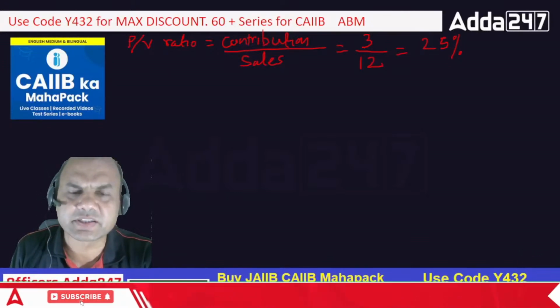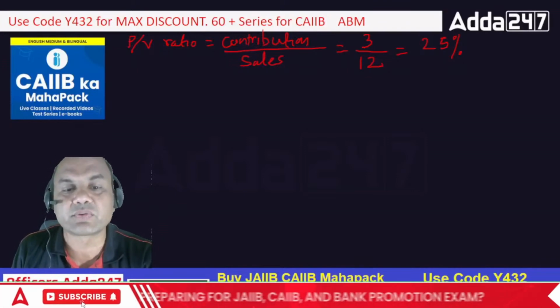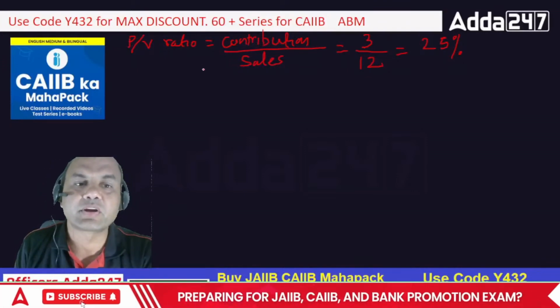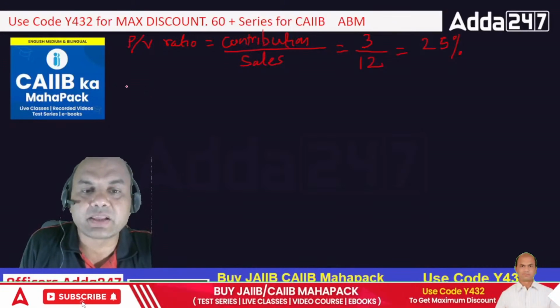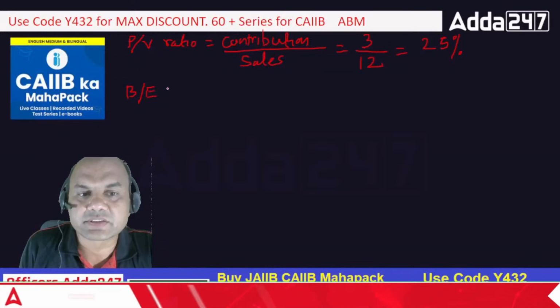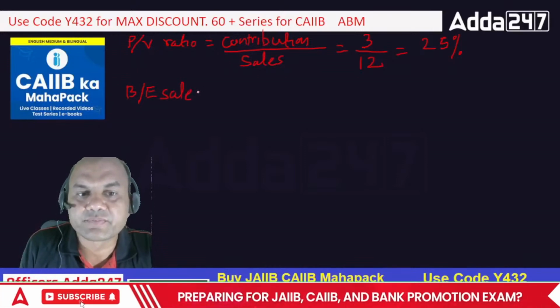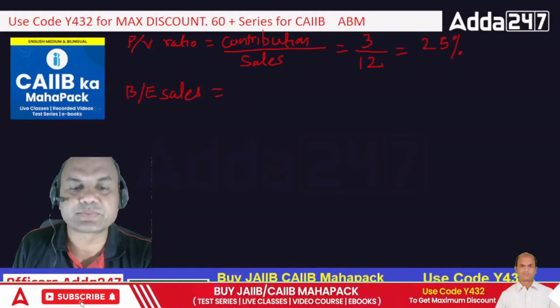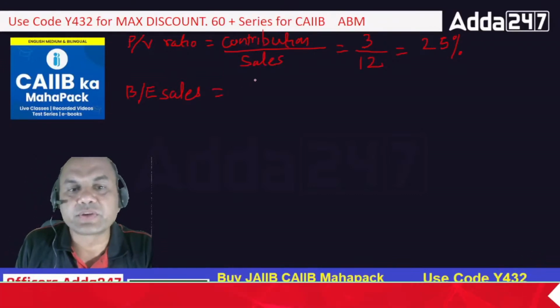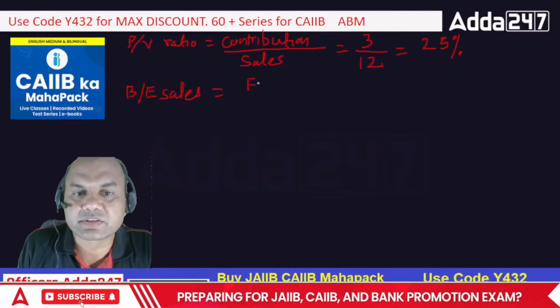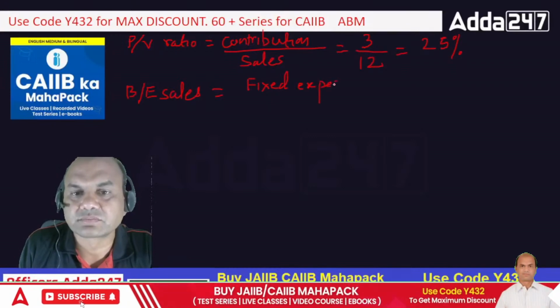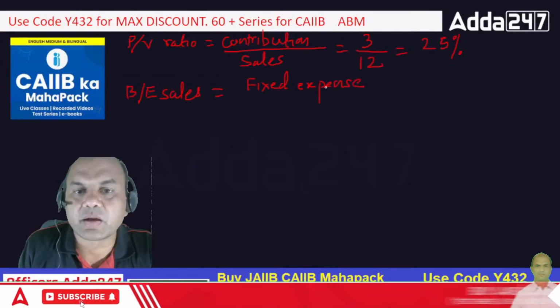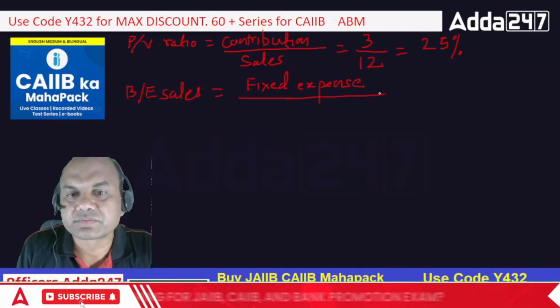What is the second answer? The second is the break-even sales. So what is the formula for break-even sales? I'll write it just as BE sales. The BE sales formula is, remember, fixed expense upon PV ratio.